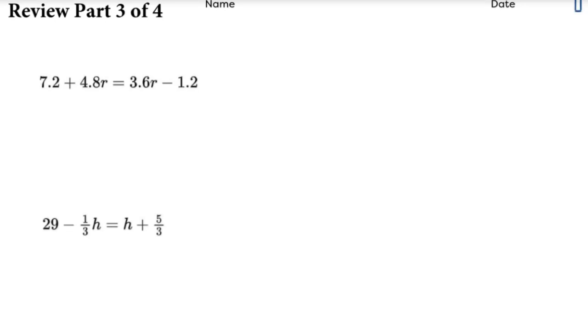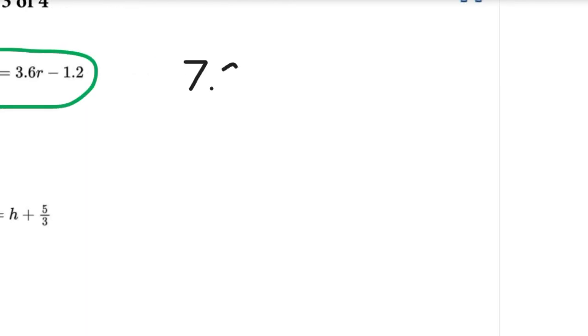All right, for the benchmark review, we're going to do this first problem, and I'm going to show you how to set it up. So there's two ways that we can go about this. We can go ahead and solve it as it is, or we can get rid of the decimal by multiplying everything by 10.